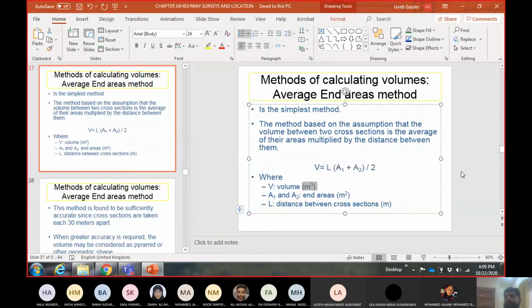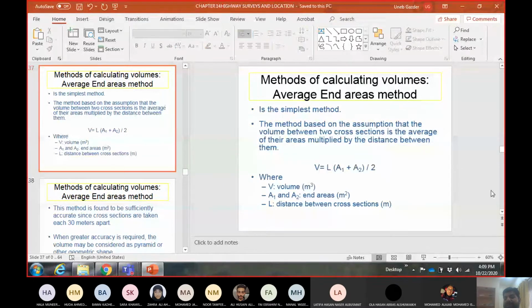But if L is in feet and the area is in square feet, then you need to convert the answer into cubic yards, because in feet units, the earthwork material is calculated in cubic yards. I will tell you later on about the conversion, but just keep this in mind. If you are calculating in meters, then no problem, just multiply square meters with meters to get cubic meters. In feet, you have to convert to cubic yards.